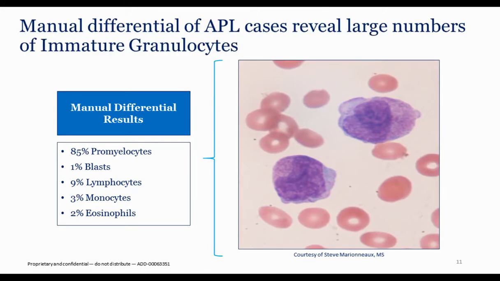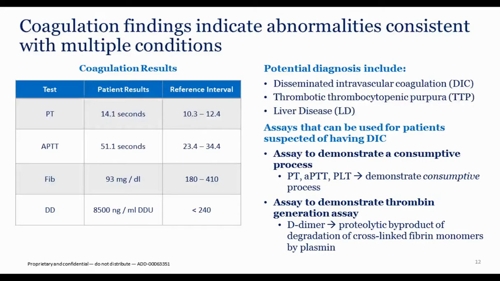The nucleus has a fine chromatin pattern, and often many of these larger granules in the cytoplasm may coalesce to form Auer rods. A manual count was done, and in this particular patient, there were 85% promyelocytes, 1% blasts, and then 9% lymphocytes, 3% monos, and 2% eosinophils.